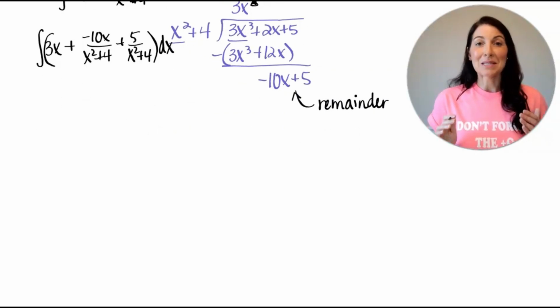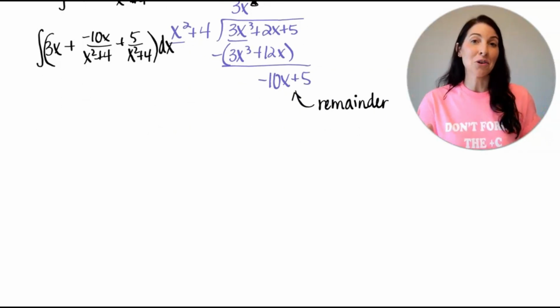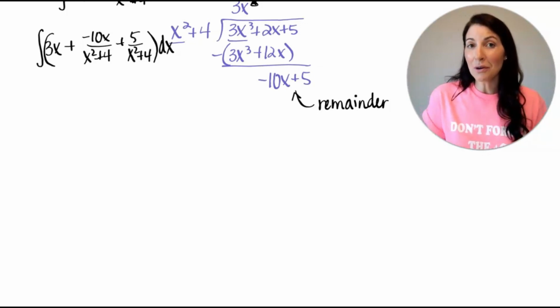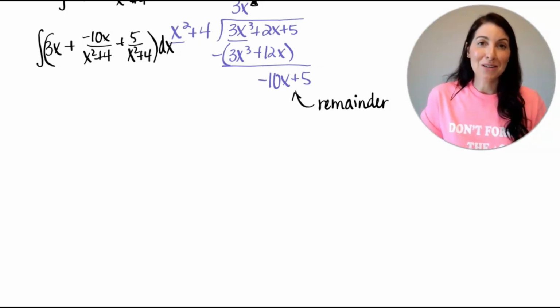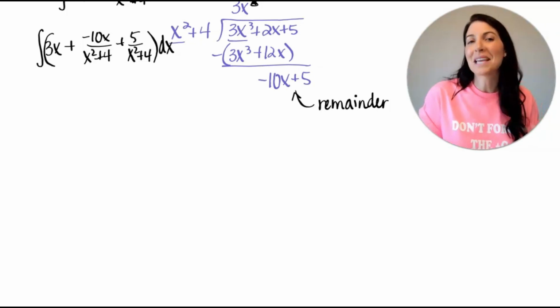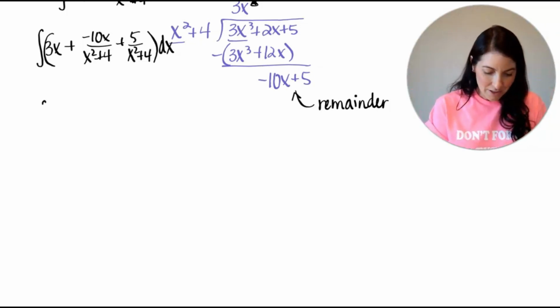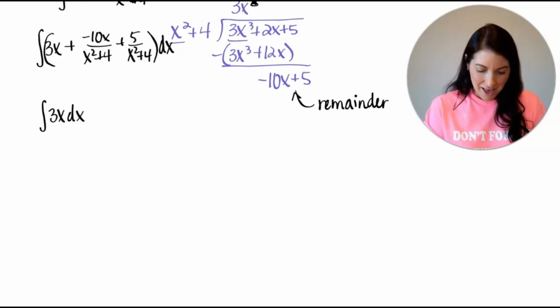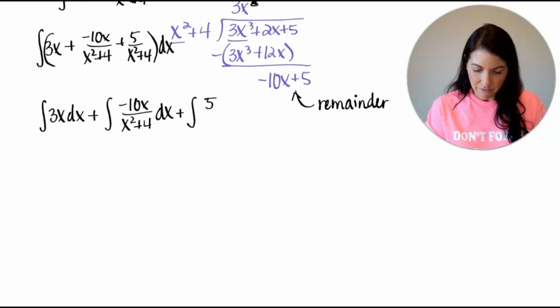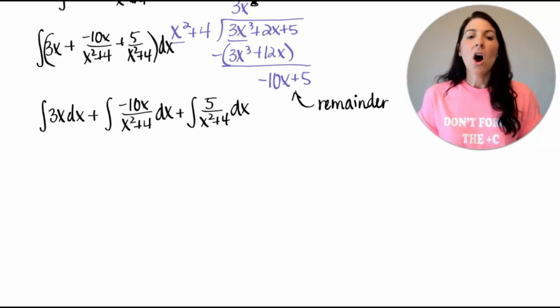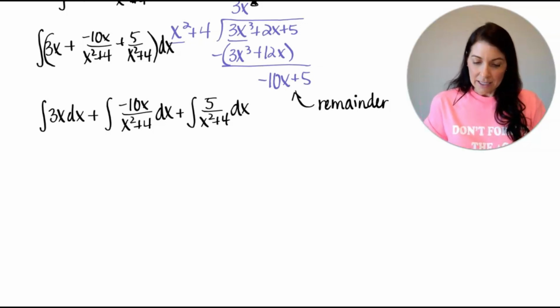So what I'm going to do now is split this into 3 different integrals. And in fact, every single one of these integrals is going to be a different integration strategy. That's why this is a great problem. It's like a 3-in-1 problem. So the first integral is going to be 3x dx. That's going to be our simplest one. And then our next one, we're going to have the integral of negative 10x over x squared plus 4 dx. And then finally the integral of 5 over x squared plus 4 dx. Like I said, all of these are going to have different integration strategies.